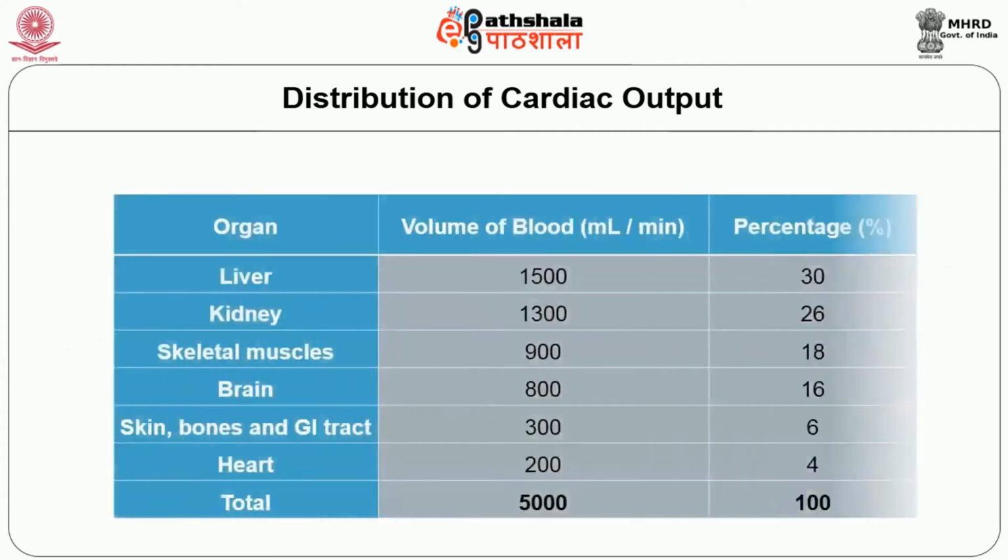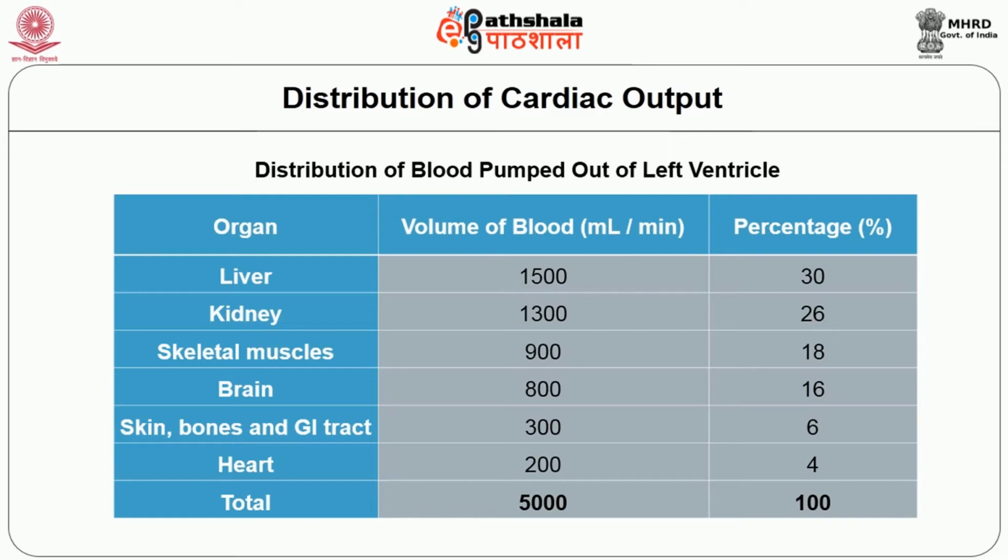Now look at the table. The table will show which organ will receive more volume of cardiac output. The liver receives 1500 ml per minute, that is 30% of the cardiac output. Next to the liver, the kidney receives 1300 ml per minute, that is 26% of the cardiac output. The skeletal muscles receive 900 ml per minute, that is 18% of the cardiac output. The brain receives 800 ml per minute, that is 16% of the cardiac output.